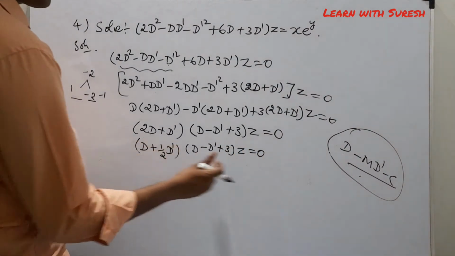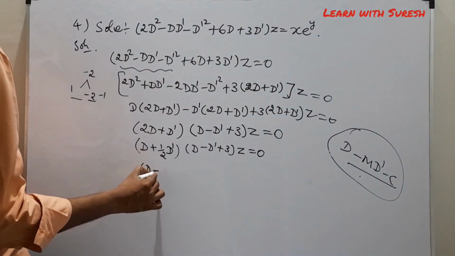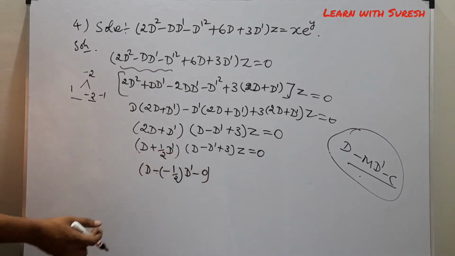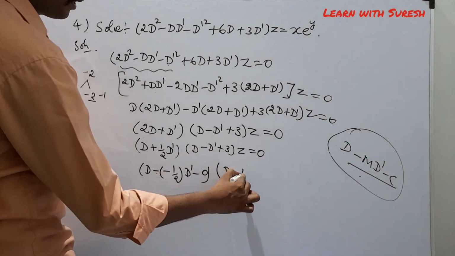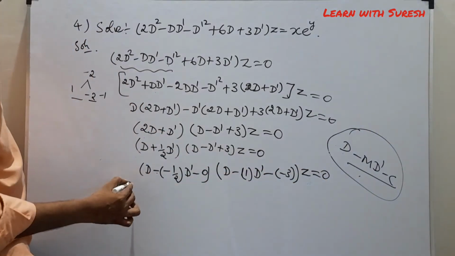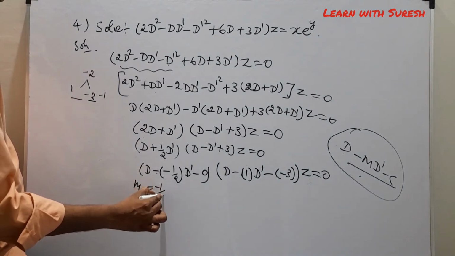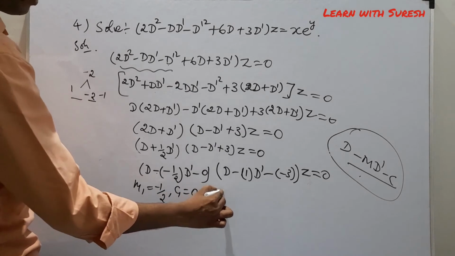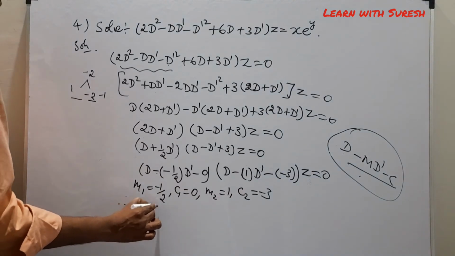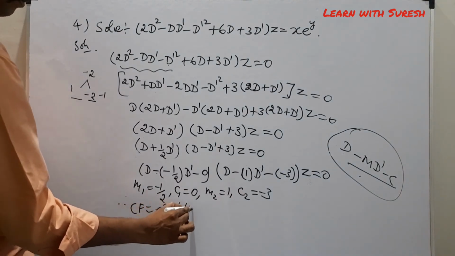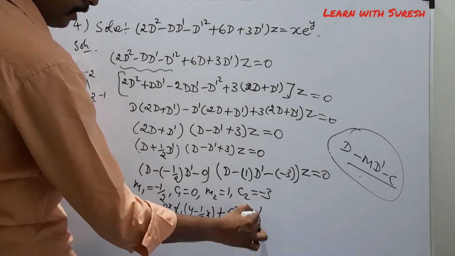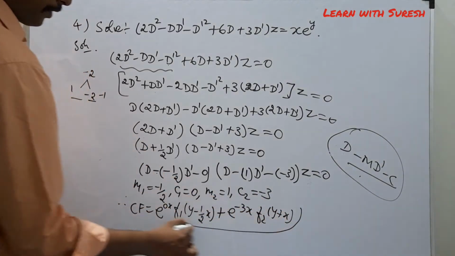Now I rearrange this expression in this form. D plus can be written as d minus of minus 1 by 2 d dash minus 0. Here there is no constant term, I take it as 0. In the second term, d minus 1 into d dash minus of minus 3, into z equal to 0. Now for this problem, m1 equal to minus 1 by 2, c1 equal to 0, m2 equal to 1, c2 equal to minus 3. Now the complementary function is e power 0x f1 of y minus 1 by 2 x plus e power c2, that is minus 3x, f2 of y plus x. This is our complementary function.